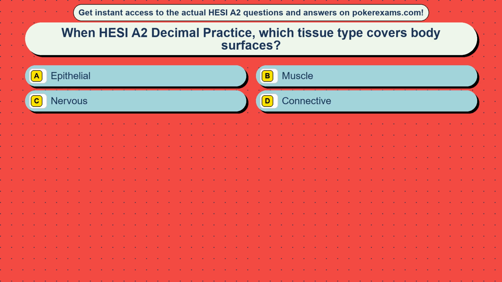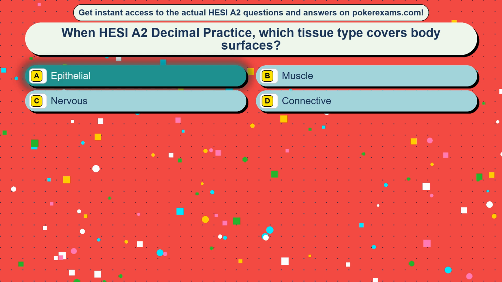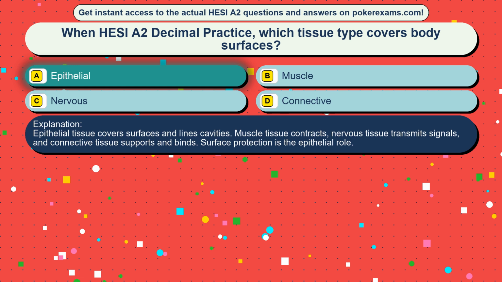Question 29. When HESI A2 decimal practice, which tissue type covers body surfaces? Option A, epithelial. Option B, muscle. Option C, nervous. Option D, connective. The correct answer is option A, epithelial. Epithelial tissue covers surfaces and lines cavities. Muscle tissue contracts, nervous tissue transmits signals, and connective tissue supports and binds. Surface protection is the epithelial role.